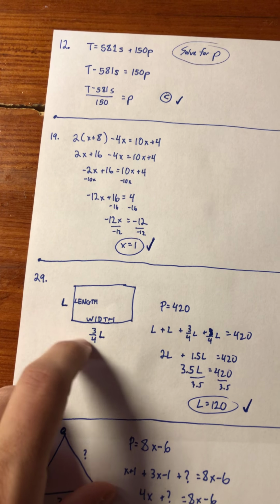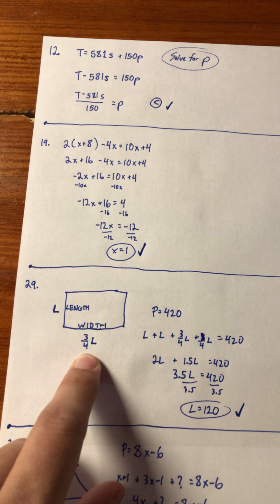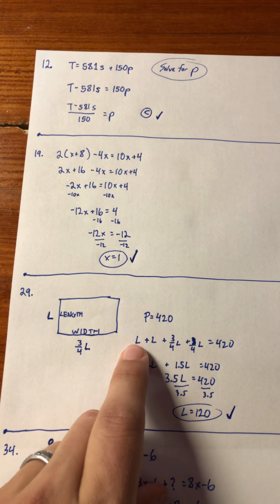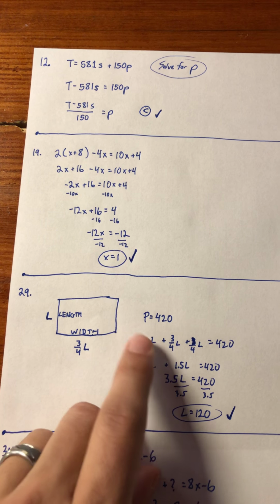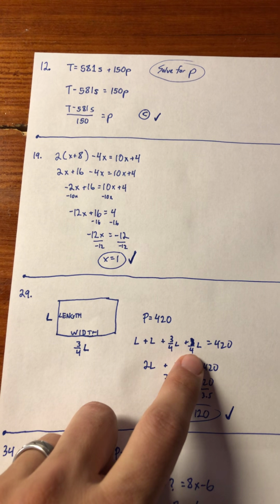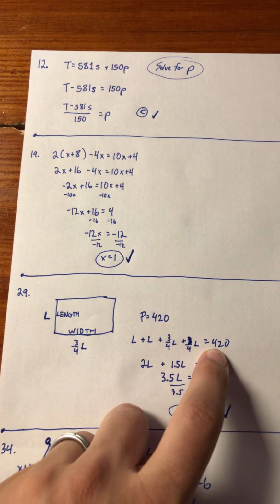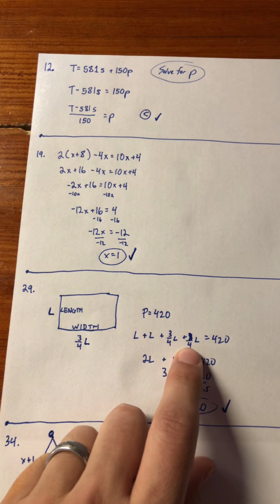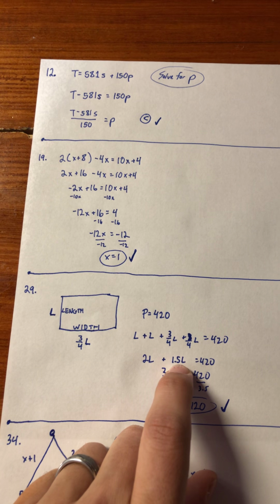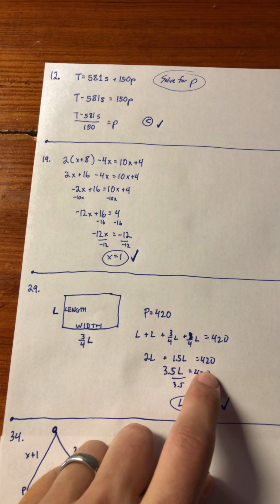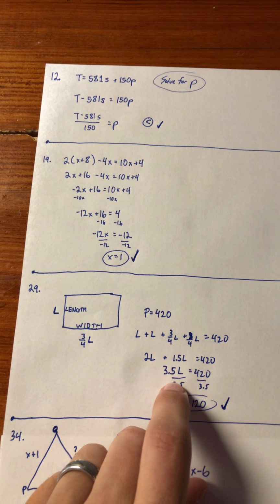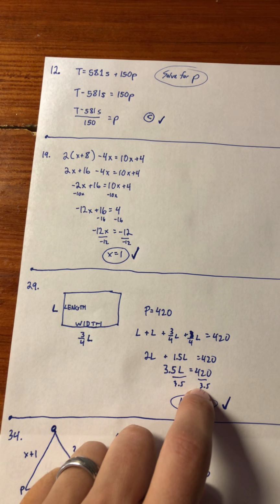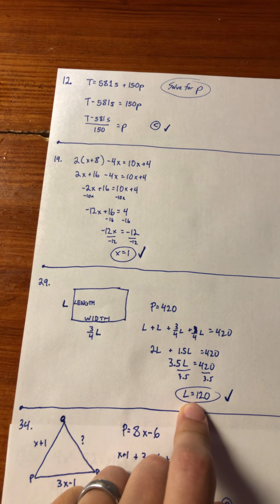So if I want to find the perimeter of this, basically I would say L plus 3/4 L plus another L plus another 3/4 L. And that's what I did right here. L plus L, that's these two guys, plus 3/4 L, that's this width, plus 3/4 L, that's this other width. And I get 420. I'm going to combine all these like terms. L plus L is 2L. 3/4 plus 3/4 is 1.5. All right, just use decimals. So I got 2L plus 1.5L is 420. Then I combine these two and I got 3.5L equals 420. Divide both sides by 3.5 and I get 120 for my length.